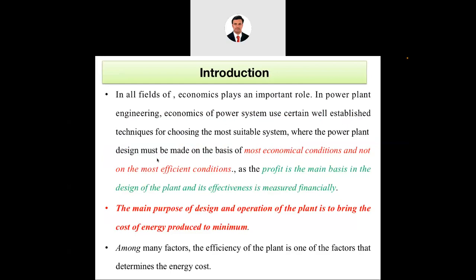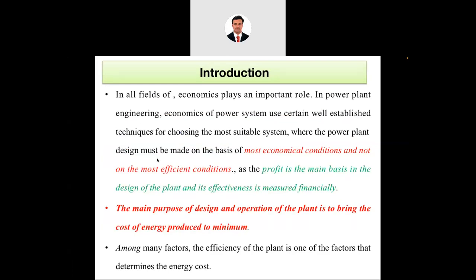So as an introduction, whenever we construct or plan to construct any power plant, the first factor, which plays a very important role, is the cost of that power plant, rather than its efficiency.